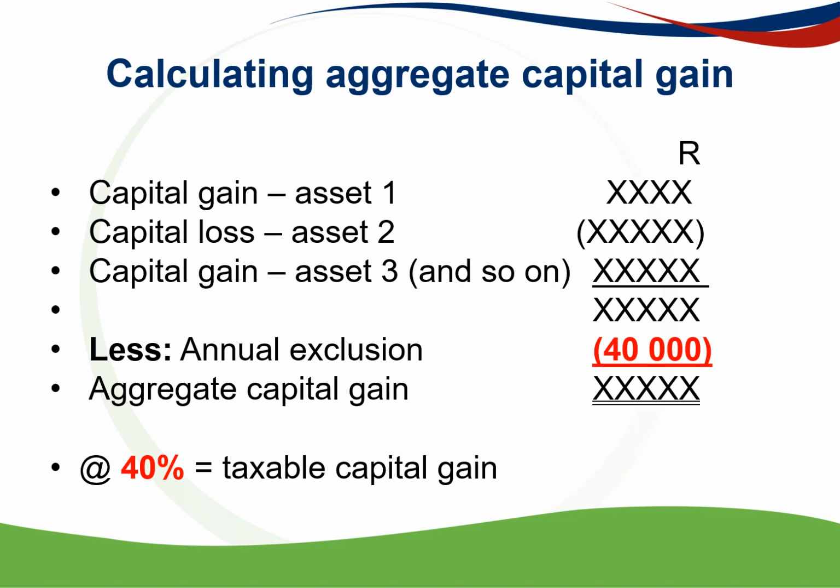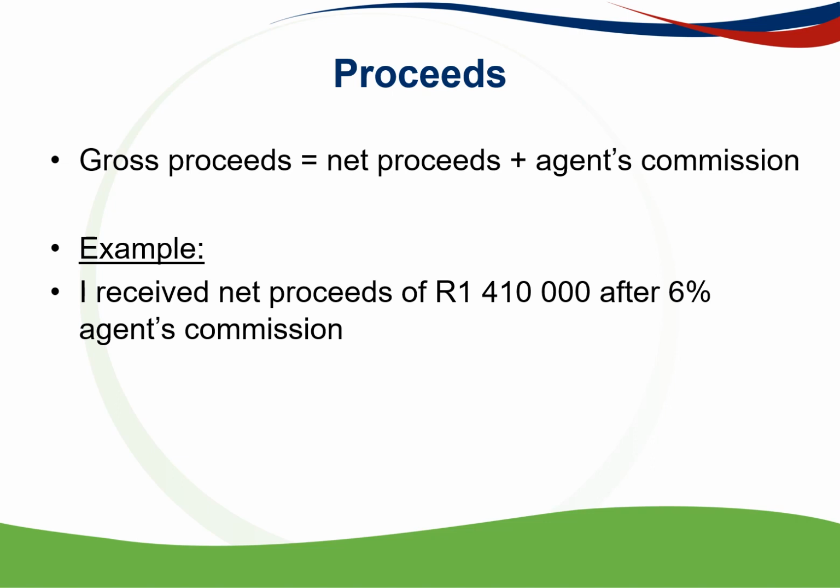Then you apply the inclusion rate for individuals, which is 40%, and that will give you your taxable capital gain. The inclusion rate for companies is 80%. The proceeds must be the gross proceeds always, and that is made up of the net proceeds plus agent's commission.